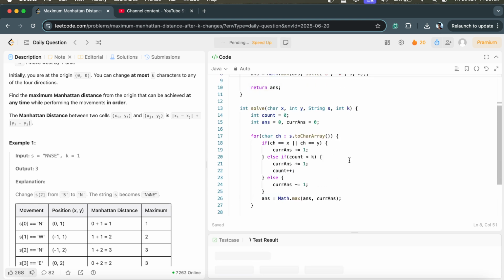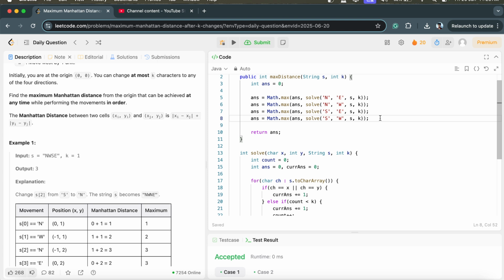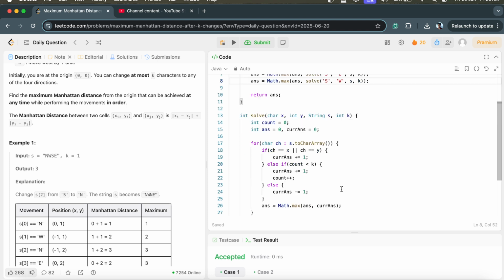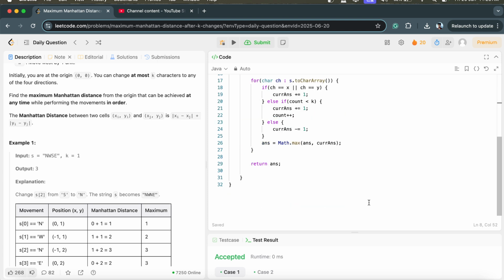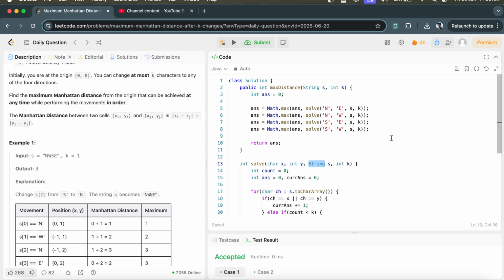Talking about the time complexity, of course this is going to take big O of n, and we are doing it 4 times, so 4 times n is the time complexity. We are not utilizing any extra space so far. Yes, in the function call we are passing the same string, so of course no extra space. So that's how we can solve it.